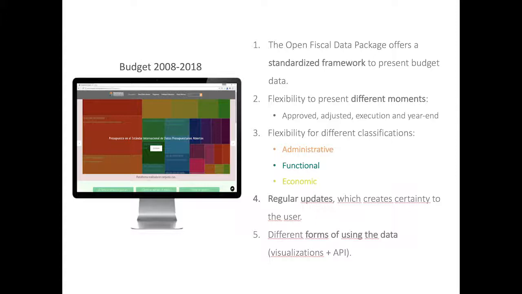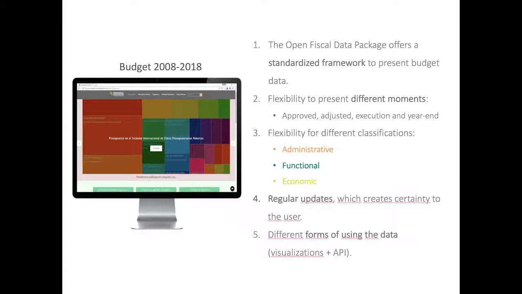So for us, we show the approved, adjusted, execution, and the year-end report. And we present this all as part of the same data set, which has been great for our users. It has given us flexibility for different classifications. Our main classifications, which are the most common ones, the administrative or organizational classification, the functional and economic. Though we have seen in other countries that one of the classifications is part of the National Development Plan classification. And since it's quite flexible, it's something that can be done. And we have some other classifications embedded, though these are the principal ones.